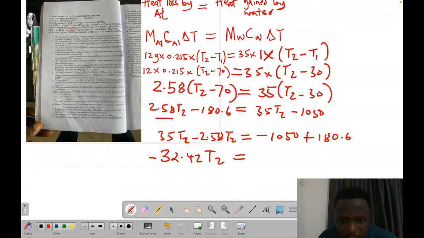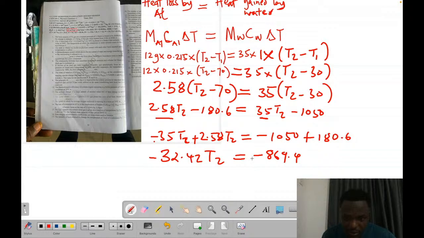Yeah, this is supposed to be minus. Sorry, it's supposed to be minus, because if this one should come over to this side, it will be minus. Please take notes: this 35, when it crosses over to this side, it becomes minus. When this one crosses over to this side, it becomes plus. So we have minus 1050, your calculator should be of help here, minus 180.6.